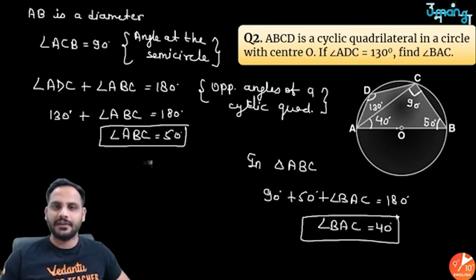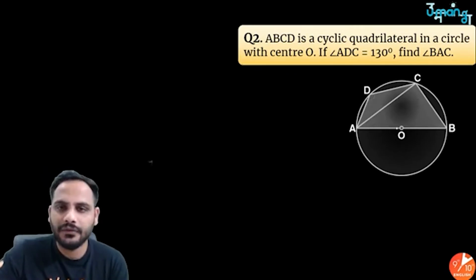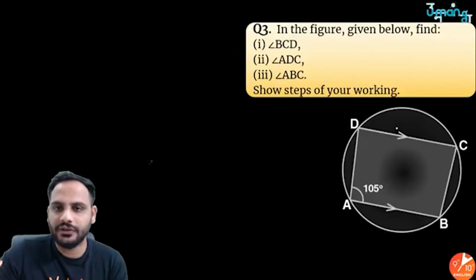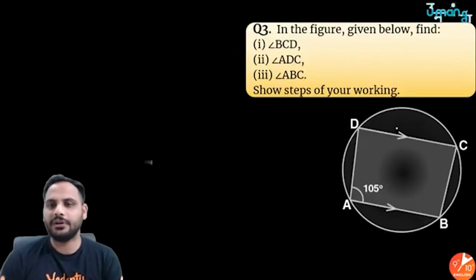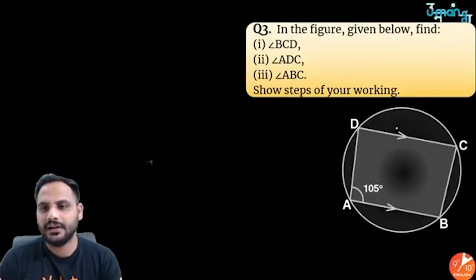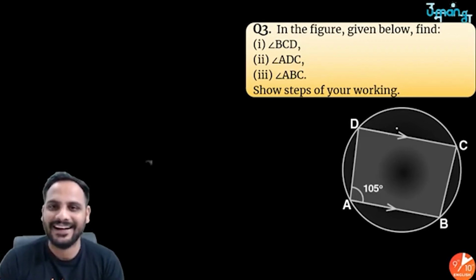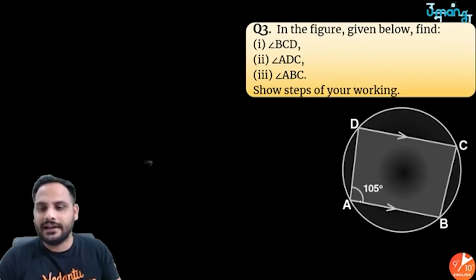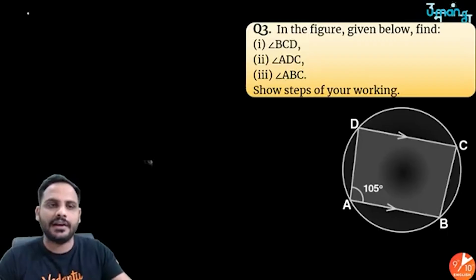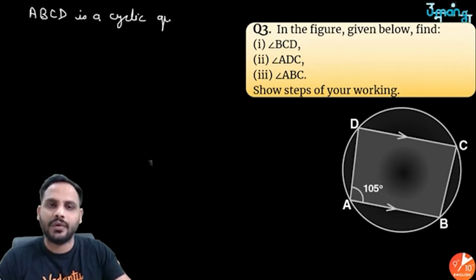Okay, beta? This is how this question will be solved. Okay, let's go for the next question. In the figure given below, find BCD, ADC and ABC. Also show steps of your working. Obviously we'll show it, right? The first thing I can clearly see is that A, B, C, D are all lying on the circle. So ABCD is a cyclic quadrilateral.